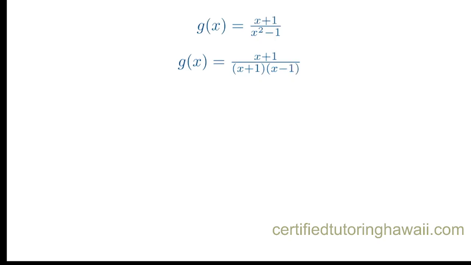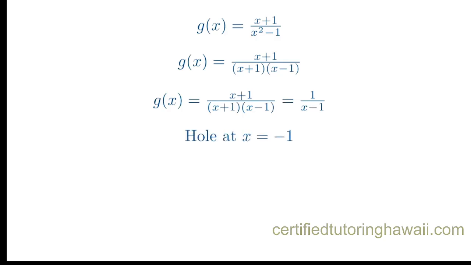Now, we have a factor, x plus 1, that appears in both the numerator and the denominator. What does this tell us? It reveals a hole in the graph. We can cancel the matching factors to simplify the function to 1 over x minus 1. This new simpler function, which we'll call h of x, is equivalent to g of x everywhere except where the original function was undefined. So there is a hole at x equals negative 1.